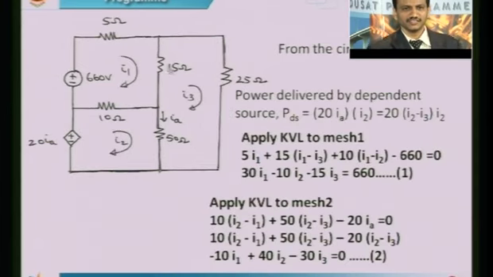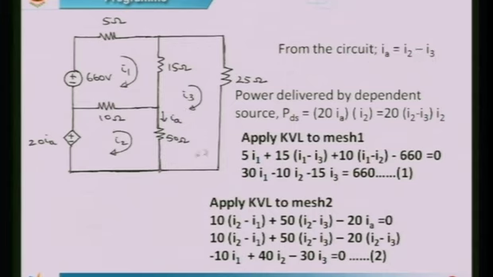Now what I have done, the problem is again written but with the meshes and the currents identified. Say this is mesh 1 with the current I1, this is mesh 2 with the current I2, this is mesh 3 with the current I3. Now from the circuit, IA is I2 minus I3, obviously. IA is the current that flows through 50 ohms, which is actually shared by what? The mesh 2 as well as mesh 3.